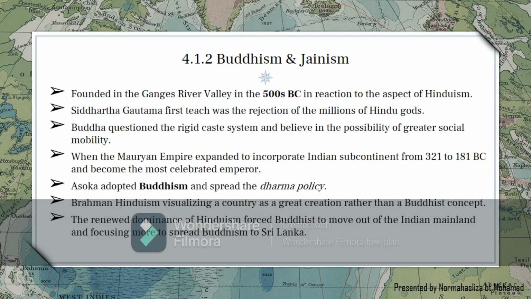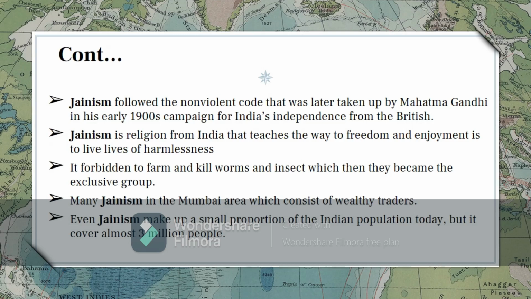The renewed dominance of Hinduism forced Buddhists to move out of the Indian mainland, converting much of Sri Lanka and spreading their faith eastwards and northward into Southeast and East Asia. Jainism followed a non-violent code that was later taken up by Mahatma Gandhi in his early 1900s campaign for India's independence from the British.